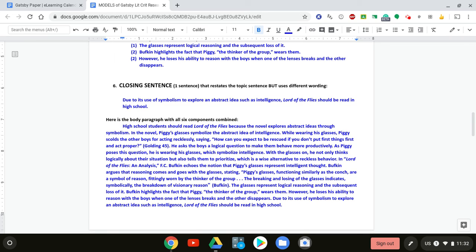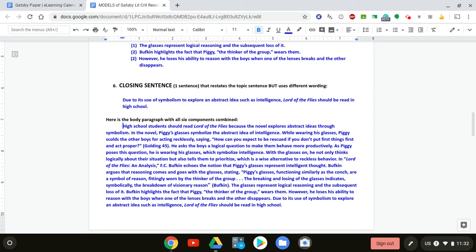The glasses represent logical reasoning and the subsequent loss of it. Bufkin highlights the fact that Piggy, the thinker of the group, wears them. However, he loses his ability to reason with the boys when one of the lenses breaks and the other disappears. Due to its use of symbolism to explore an abstract idea such as intelligence, Lord of the Flies should be read in high school. So that's the entire paragraph put together using all the steps above.